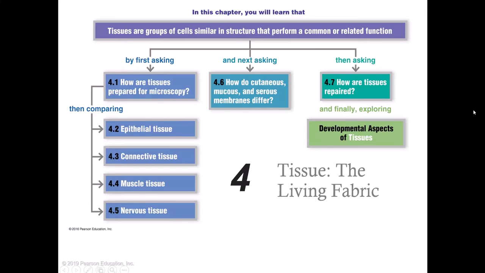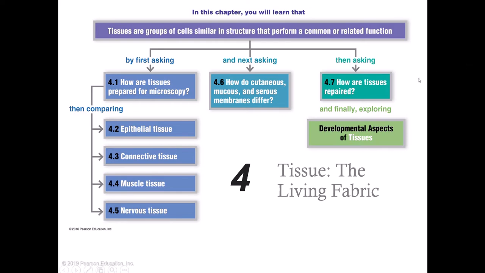Welcome students to chapter 4, which is on tissues. So yet again we are moving up a level in the biological hierarchy. A tissue is a group of cells fairly similar in structure that basically do a common function. A bunch of cells that work together to do one thing.